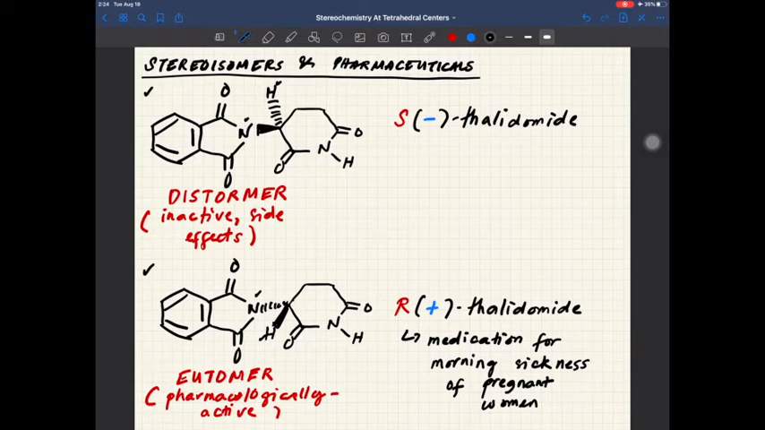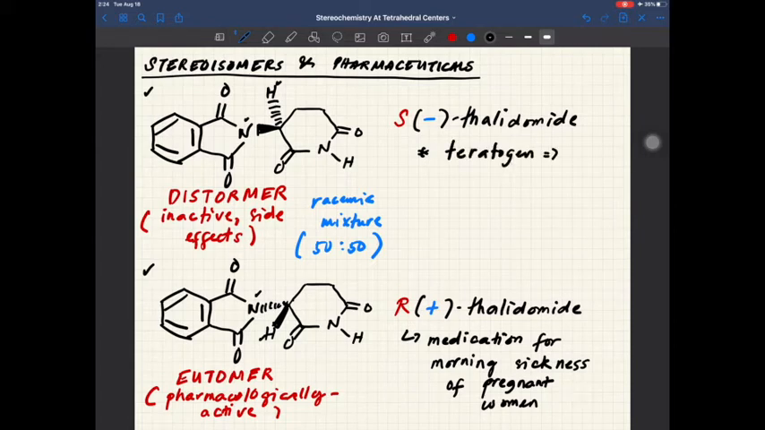So the controversy during those times was that thalidomide was marketed as a racemic mixture. When we say racemic mixture, there is a 50-50 ratio of your eutomer and distomer. And during those times, little did they know that S-minus thalidomide was actually a teratogen. A teratogen is a compound that causes deformities in fetuses.